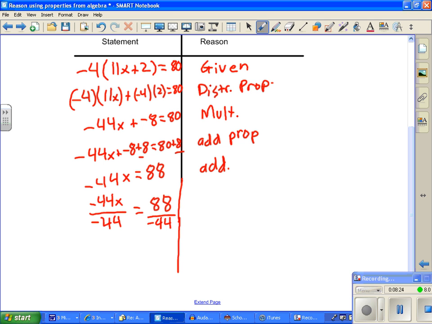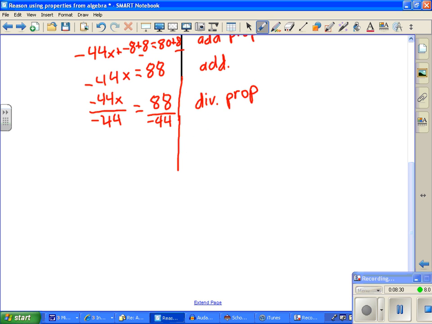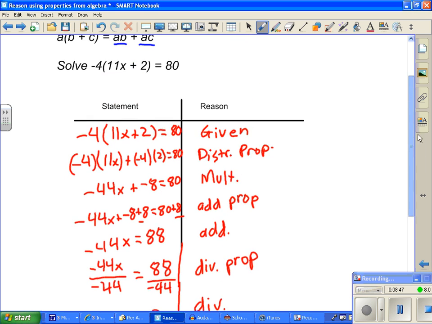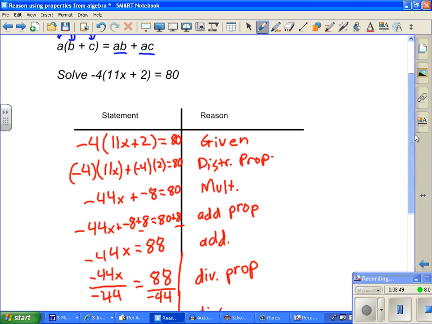Okay? This is the division property. I'm dividing by the same thing on both sides. So now if I actually divide, I get 1x equals negative 2. That's just division. I have now solved the problem. I am done. So I box it. Good stuff there. Okay, division property.